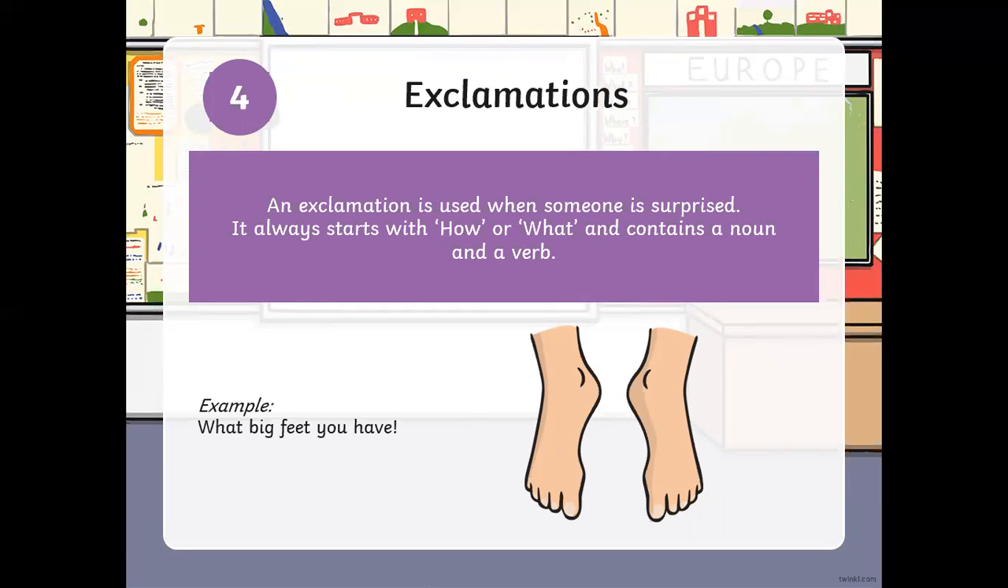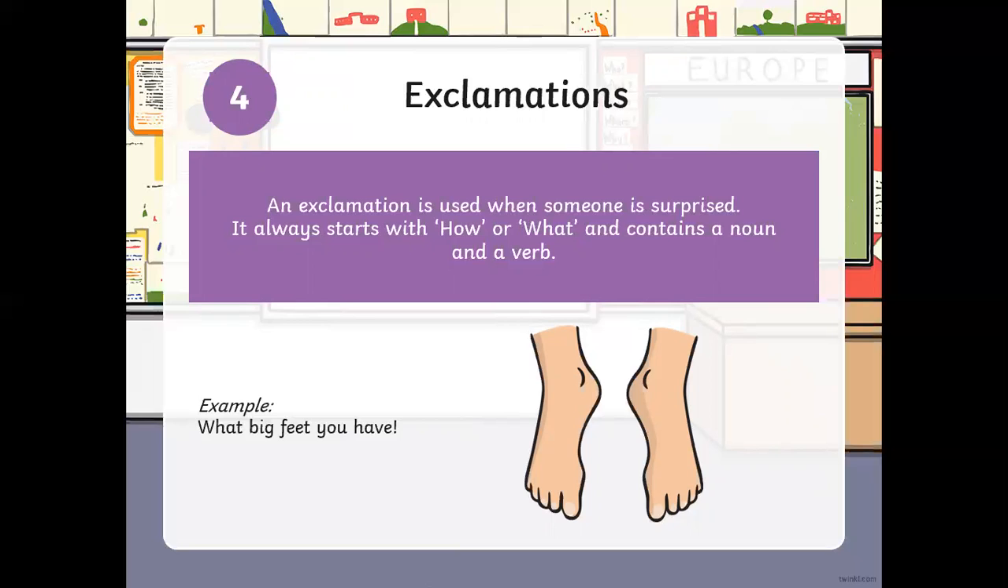The final sentence type we are learning about today is an exclamation sentence. An exclamation is used when someone is surprised. It always starts with how or what, and it contains a noun and a verb. Let's go back over that. What's a noun? Great. A noun is the name of a person, place, or thing. And how about a verb? What is a verb? That's great. A verb is an action word.